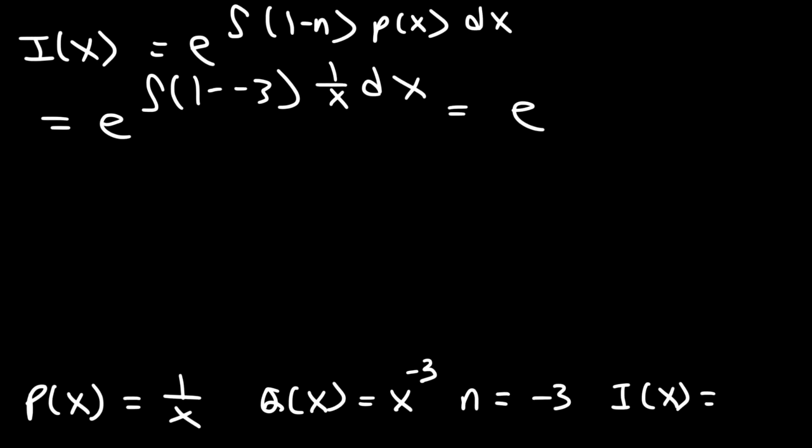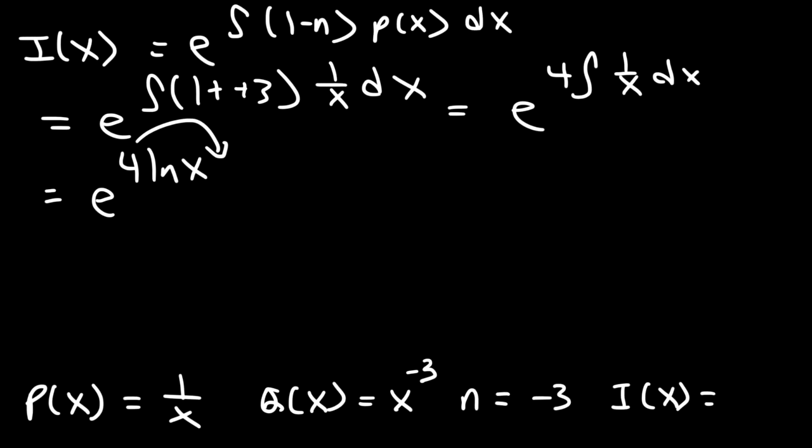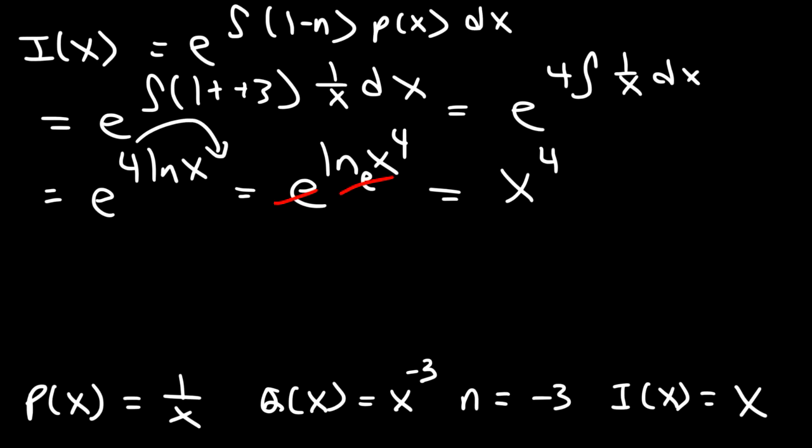Now 1 minus negative 3, that's the same as 1 plus 3. So that's 4, which I'm going to put in front of the integral. And the antiderivative of 1 over x, as we know, is ln x. So this is going to be 4 ln x. And so that's ln x to the 4th power. And e raised to that is just going to be x to the 4th. Keep in mind, the base of the natural log is e. So these will cancel. So now we have the integrating factor, I of x.